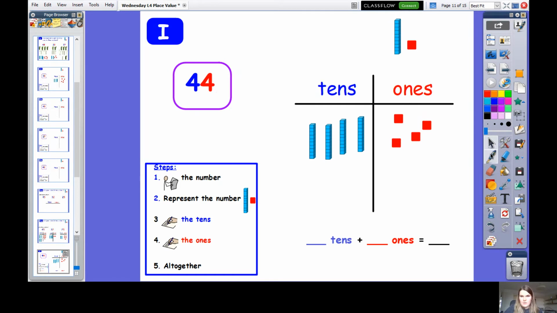Now I need to put these together. So I'm going to write how many tens have I got? I've got 4 tens and I've got 4 ones. And when we add our 4 tens and our 4 ones together, we get 44.